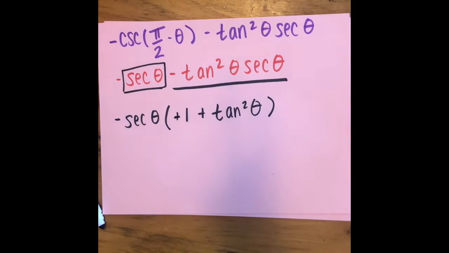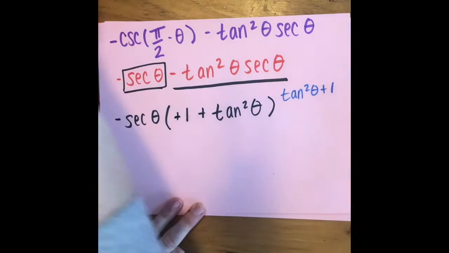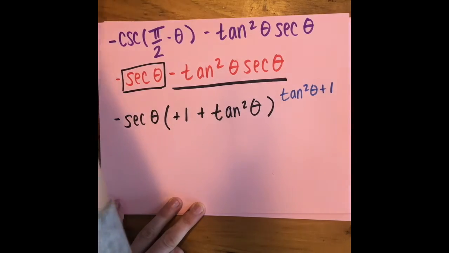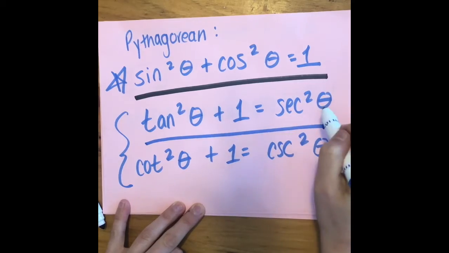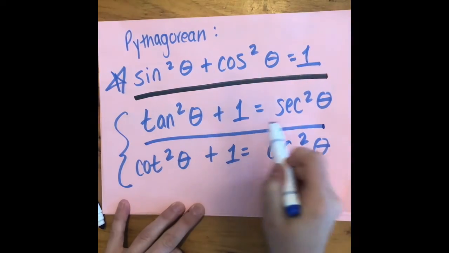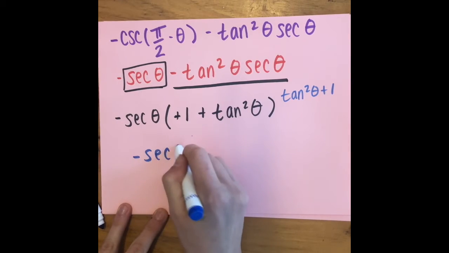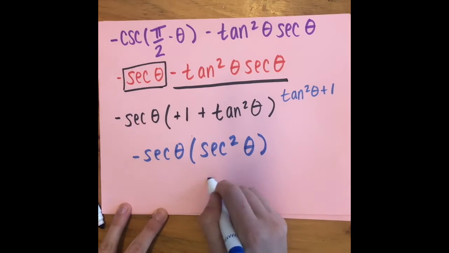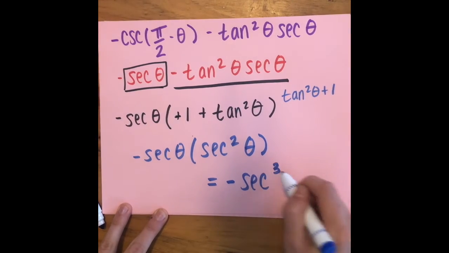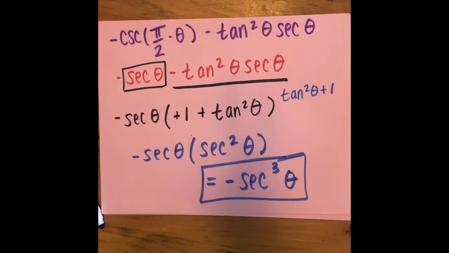Well, let's recognize that this is really tangent squared theta plus 1, which is this identity. So it's secant squared, right? Tangent squared theta plus 1 is secant squared theta. So we get negative secant theta times secant squared theta, which is just negative secant to the third theta. And again, we can check using our Desmos.